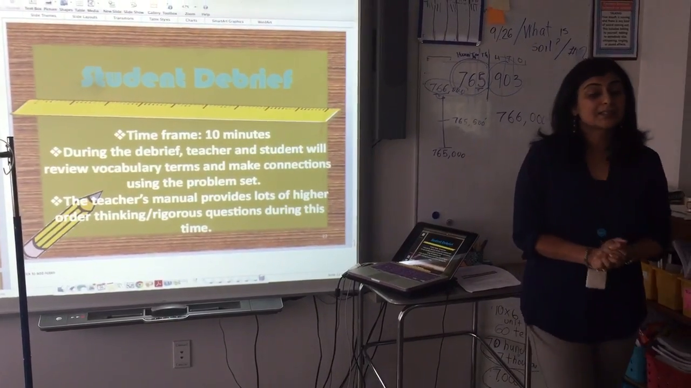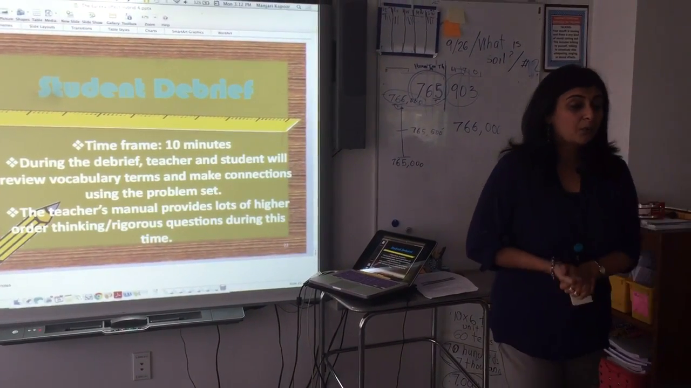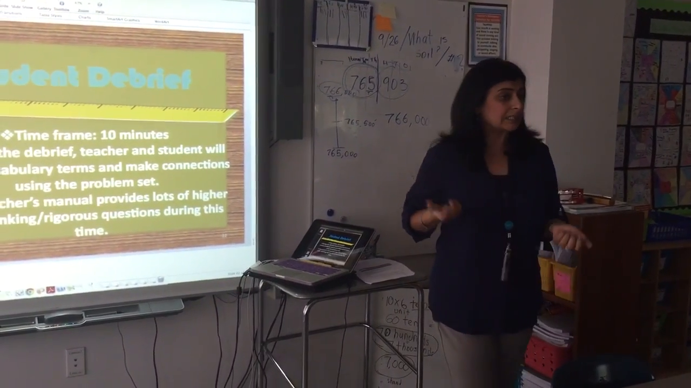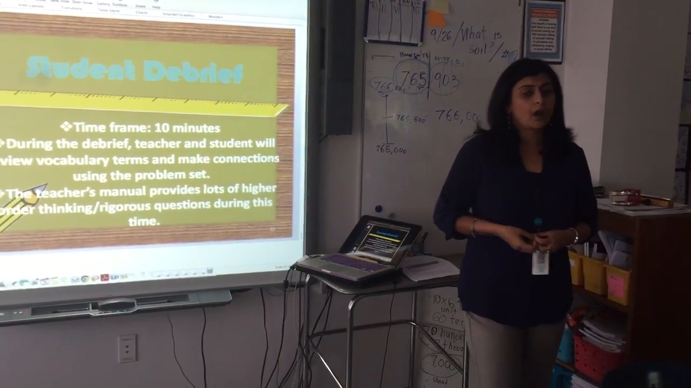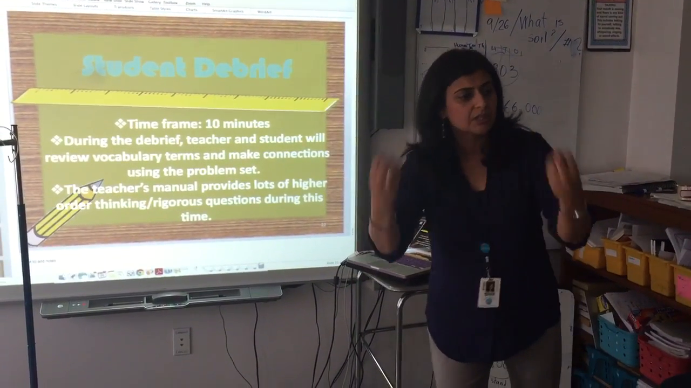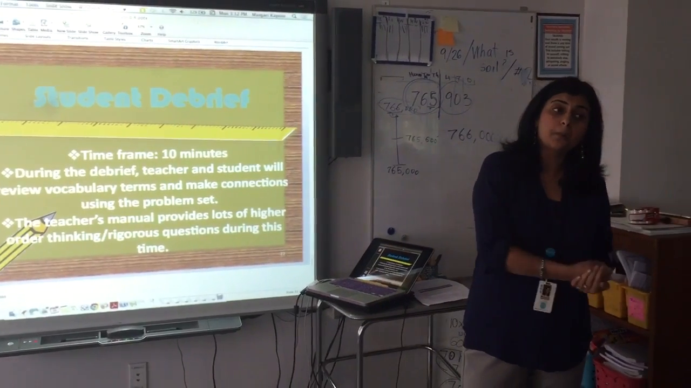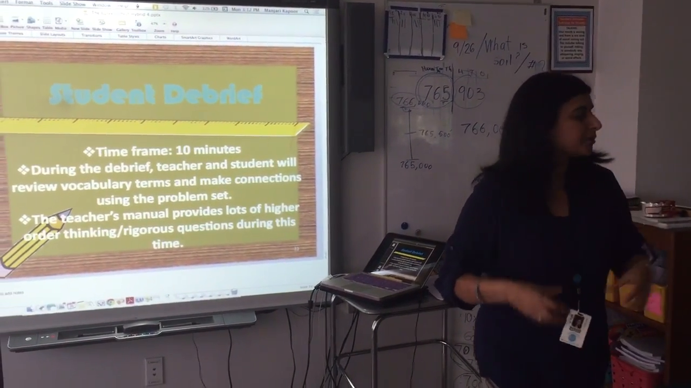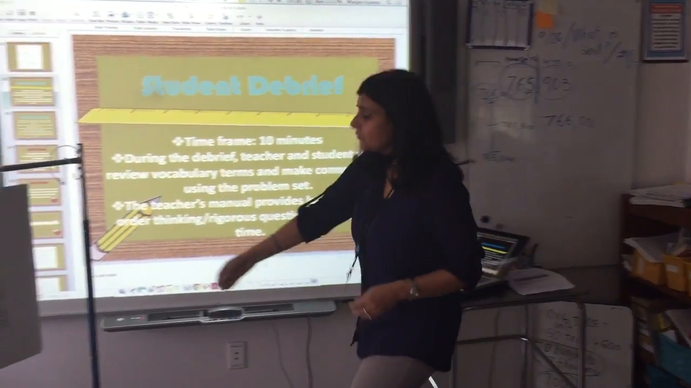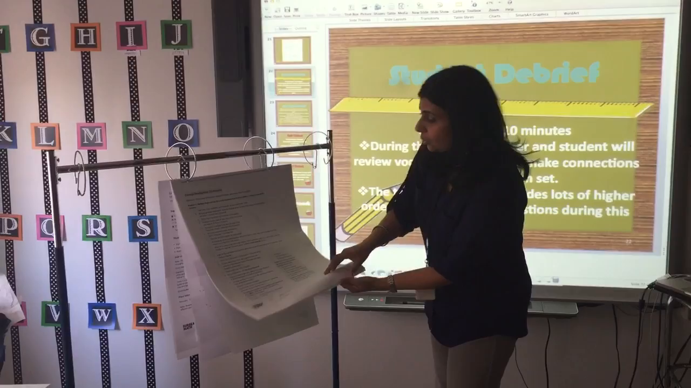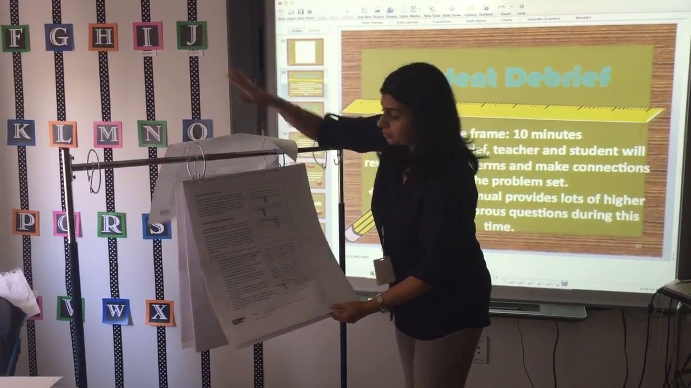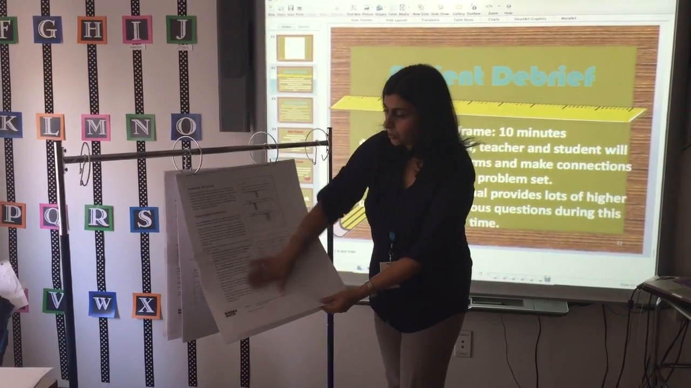Last but not the least is the student debrief, my favorite. Why? Because this is the time when the teachers are reviewing the vocabulary used in this lesson, and also they are bringing out the why aspect of it. Why did you use these strategies to answer this problem? And also bring out the higher order thinking questions. And a script is already given to you in the manual with the help of which you can go over the questions and have higher order thinking questions with them.